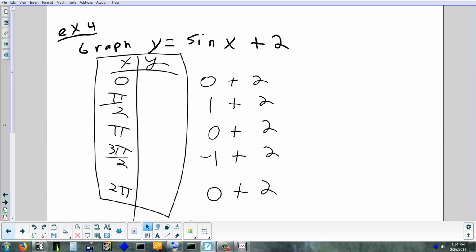So what are going to be my Y values? 2, 3, 2, 1, 2. Yep. 2, 3, 2, 1, 2. Okay, questions on that?